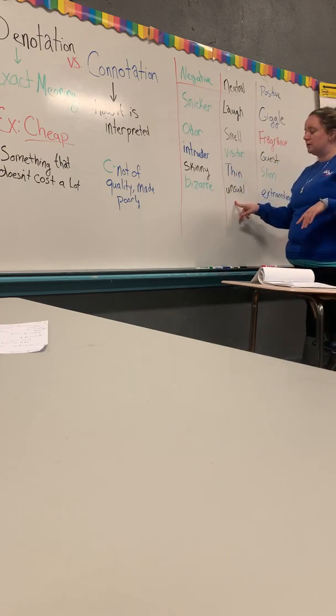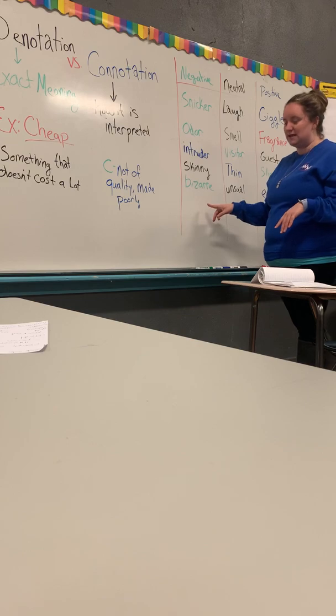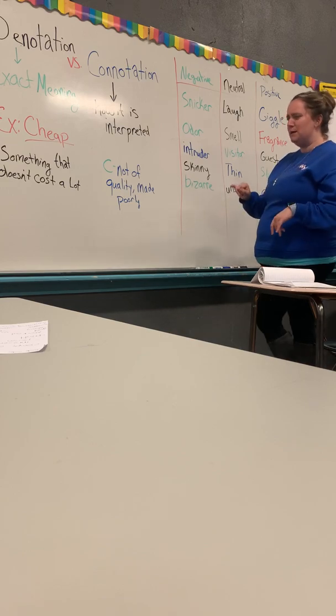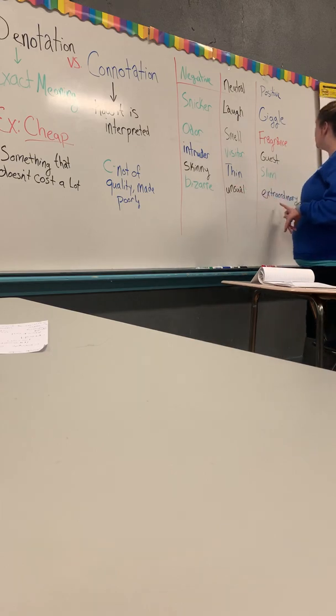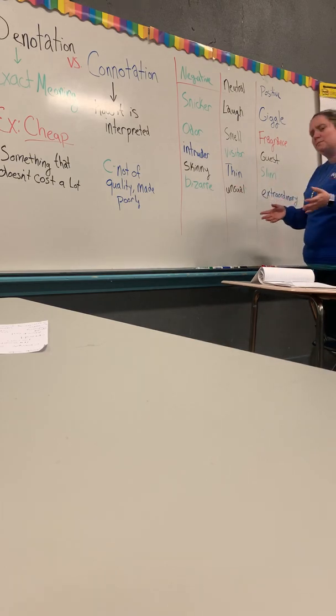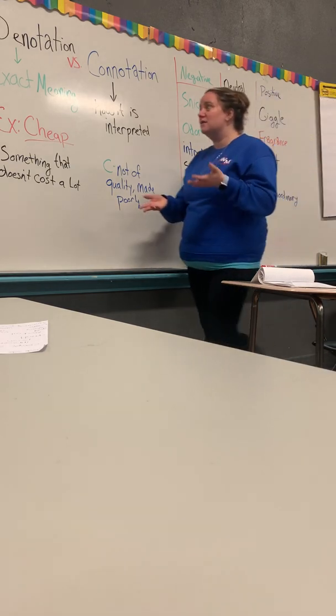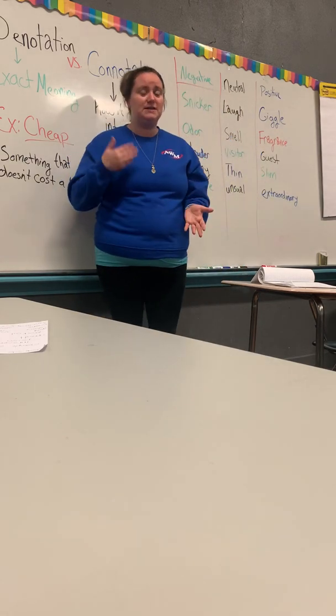Unusual is a neutral. Bizarre takes unusual to a different way. Bizarre is like, that's really, really weird. And extraordinary is like unusual, but in a good way. So lots of words have different connotations and denotations.